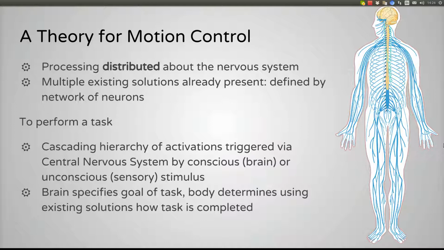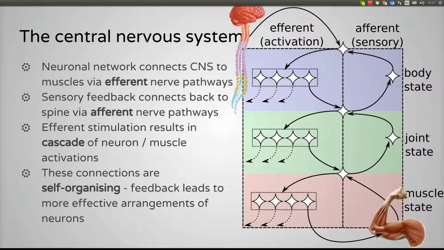So the body determines, using some form of existing solutions, which we'll come to, of how this task is going to be completed. So the central premise here is that the central nervous system issues essentially a broad instruction, and the rest of the nervous system essentially calculates and applies some principles to achieve that function. So this actually can be drawn in this diagram, which I've appropriated from a book by Jian and Latache, Motor Control Theories, Experiments and Applications.